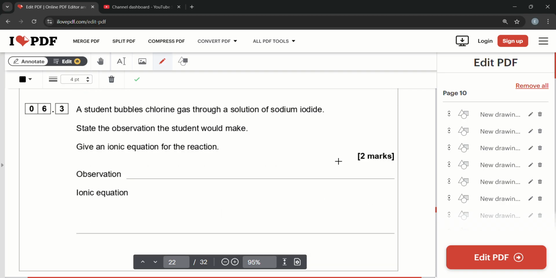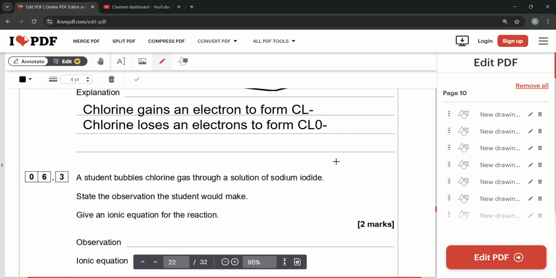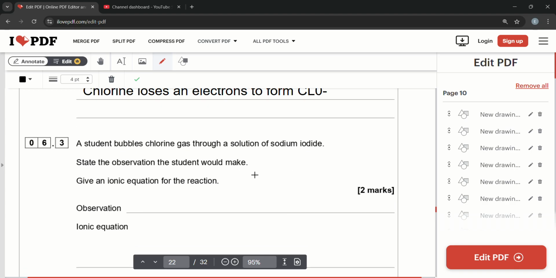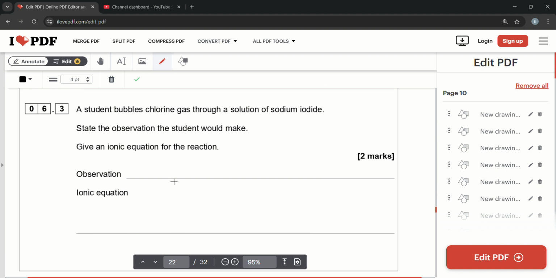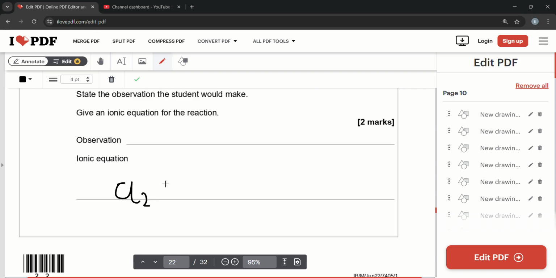Next question. The student bubbles chlorine gas through a solution of sodium iodide. Give an ionic equation for the reaction. So Cl2 plus 2I minus to form 2Cl minus plus I2. Cl2 plus 2I minus to form 2Cl minus plus I2.